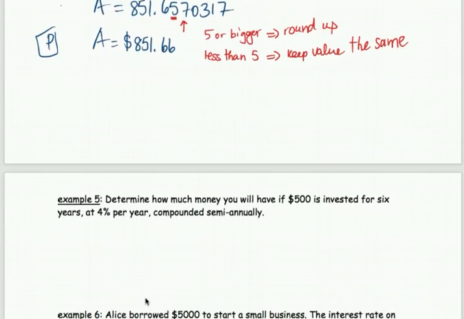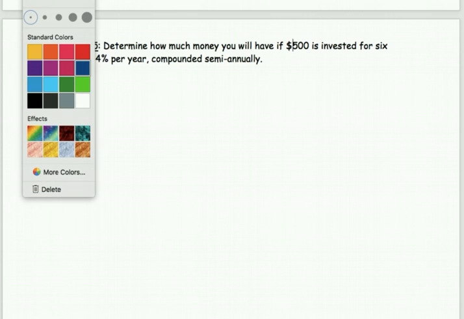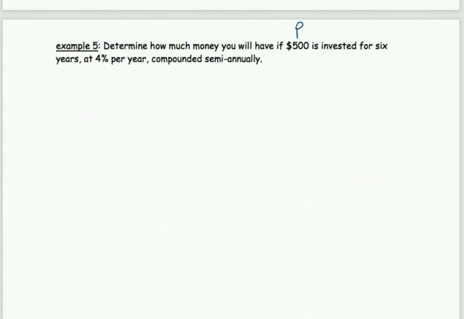All right, so let's go to the next one. Determine how much money you will have if 500 is invested for 6 years at 14% per year, compounded semi-annually. Okay, all right, so here's the money that we are investing. So that's going to be the principal. I'll keep saying present value. Okay, so that's the principal, but it's also the present value. So this is the amount that we have right now. From there, you're investing it for 6 years. That's the time.